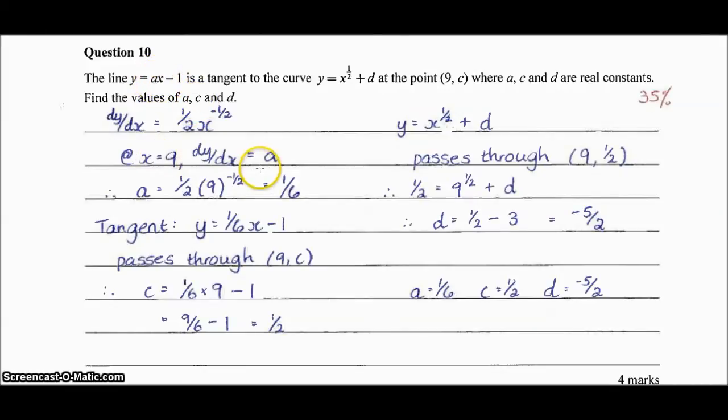So if we differentiate, sub in 9 and let it equal to a, we get this. Solve for a, we get 1 on 6. Now we know that the tangent is 1 on 6x minus 1. And we know that the tangent passes through the point (9, c). So if we sub in (9, c), then we can solve for c, and that gives us 1/2. Then finally, if we take our original equation of the curve, and we sub in 9 and 1/2, then we can solve for d, which is negative 5 on 2.